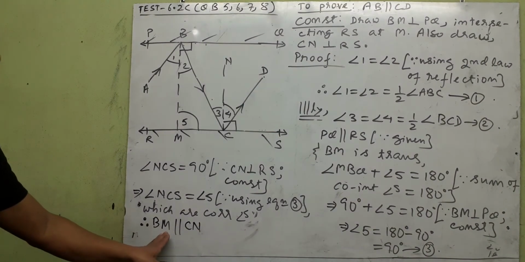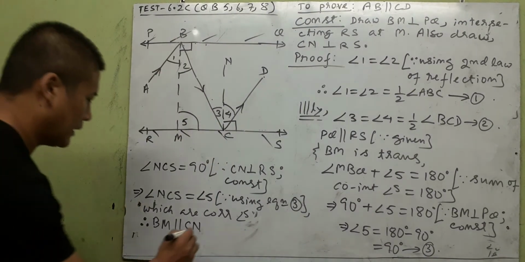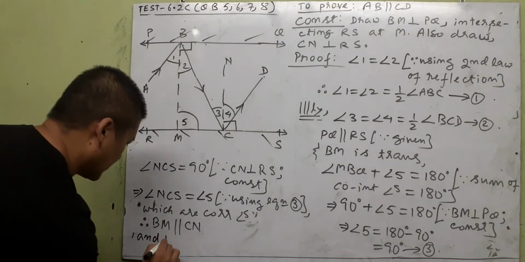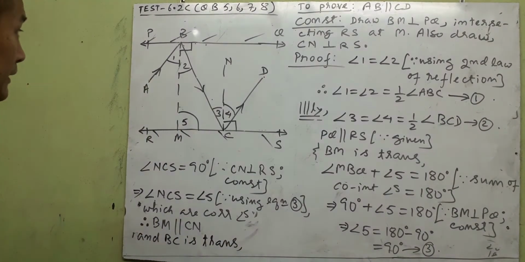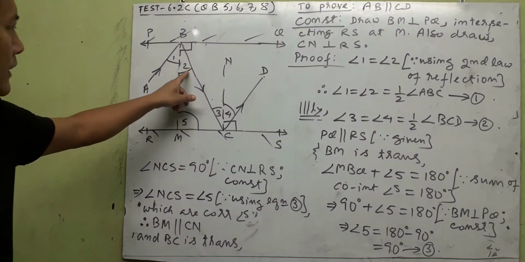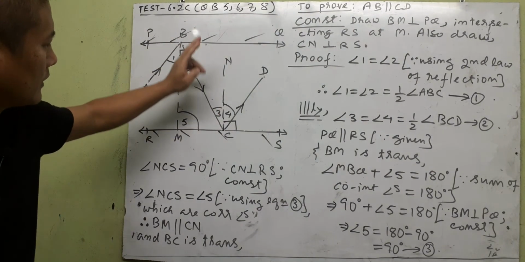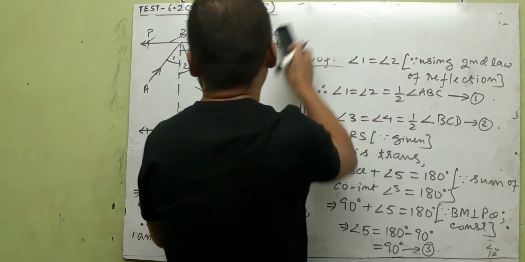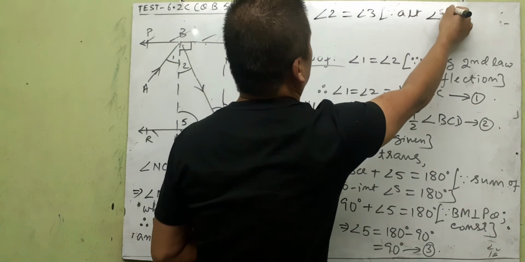We have established now. Now if these two lines are parallel, now it's very easy. Let us say BC is the transversal. This time BC is the transversal, and this line is cutting these two parallel lines BM and CN. Then here inside on the left, below the transversal, and inside above the transversal, 3 and 2 are alternate angles. So we can write here angle 2 equal to angle 3 because they are alternate angles.